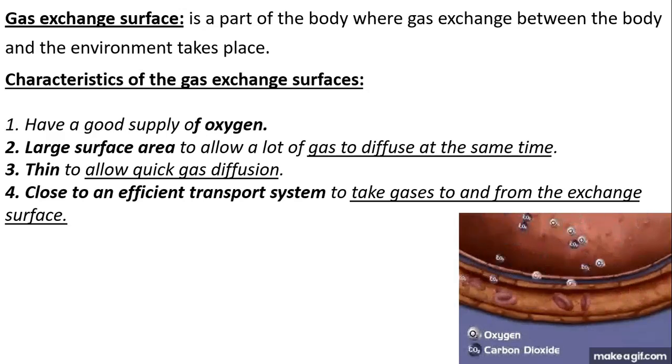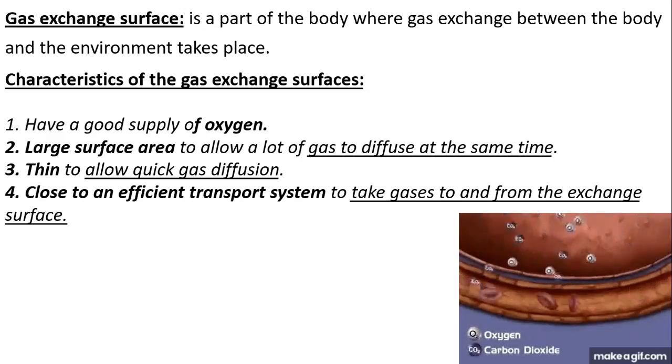So does this gas exchange surface have important characteristics? Yes, of course. There are a lot of characteristics that must be in this gas exchange surface in order to be successful. Let's take a look at these characteristics. The first one, it must have a good supply of oxygen. Of course, we need to do gas exchange as humans because we need oxygen to survive. Why? For our aerobic respiration that happens inside of our mitochondria. So this gas exchange surface must be near to the oxygen or have a good supply of oxygen.